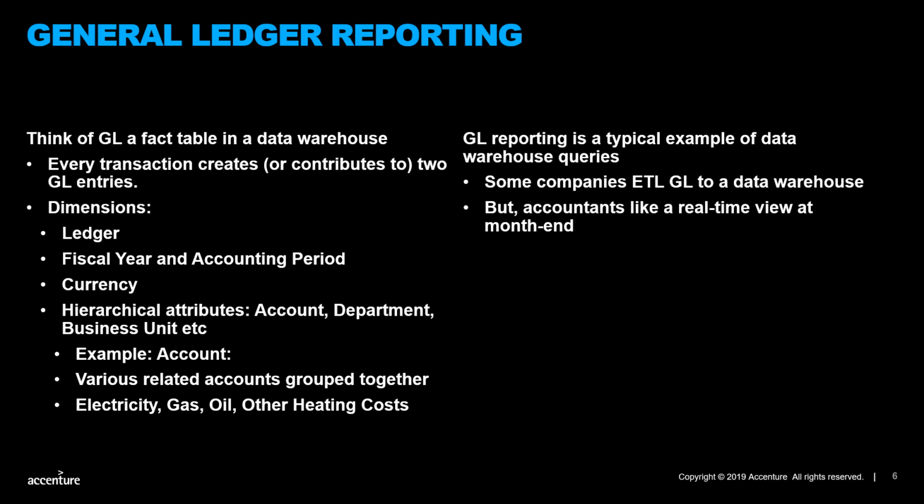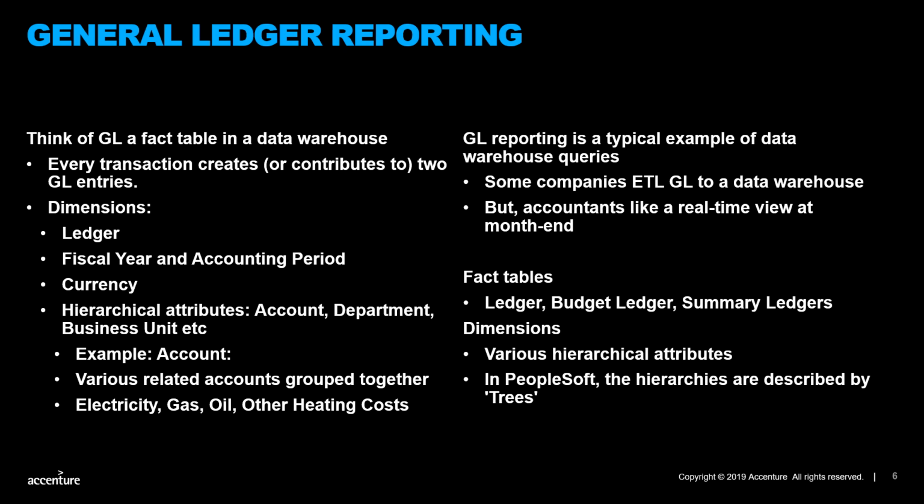You know, they might put through an adjustment journal to move costs from one account to another. And then as soon as they've done that, they want to rerun the general ledger report and see the effect of that adjustment. So they want to do their reporting on the OLTP system.